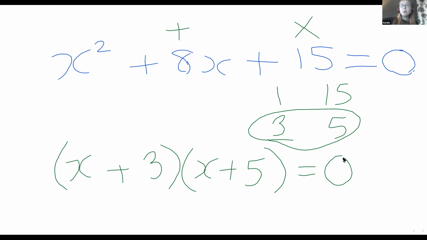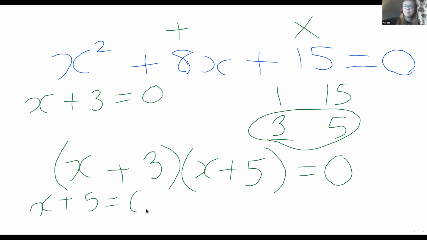We can then solve it by making each bracket equal to 0. So we can say, I'm going to write it up here for space reasons, that x plus 3 is equal to 0, or x plus 5 is equal to 0. Why can we say that? Well, because those two brackets are multiplying together to equal 0. And the only way we can multiply numbers to get 0 is if one of them is a 0. So we look at if either bracket was equal to 0.